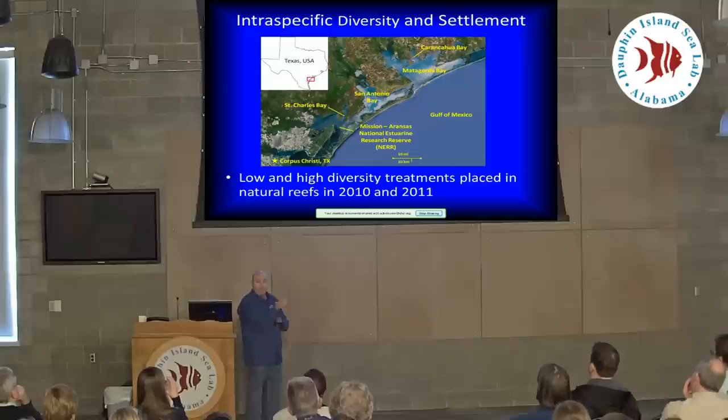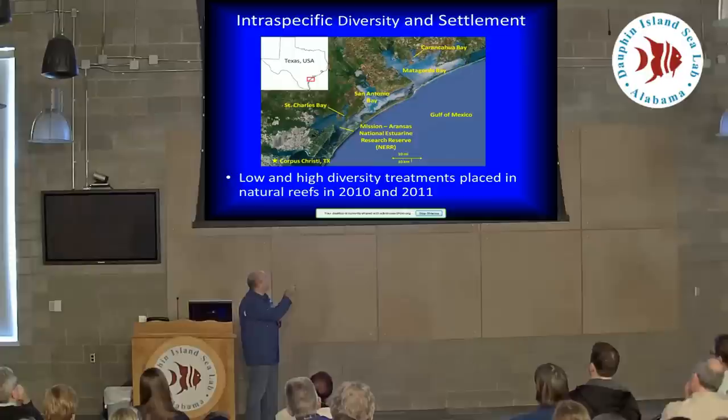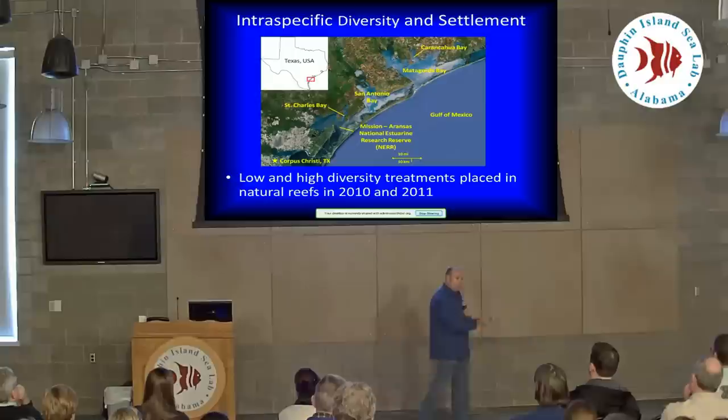Does that make sense? Because we didn't want to bias it. In other words, if oysters from San Antonio Bay liked oysters from San Antonio Bay, we could bias the study by putting it in San Antonio Bay. So we put it in St. Charles Bay not to have that, and we put them in the field in a block design. So you had 60 oysters from Karankawa Bay, 60 from Matagorda, 60 from San Antonio, and then 20 from each in a mixed treatment.